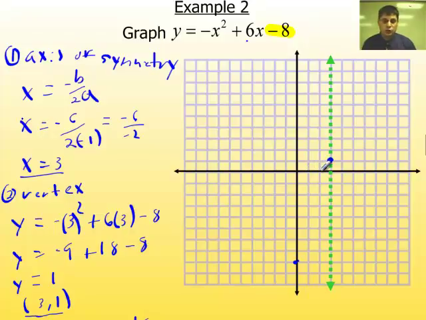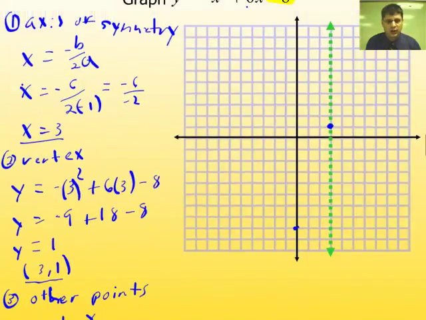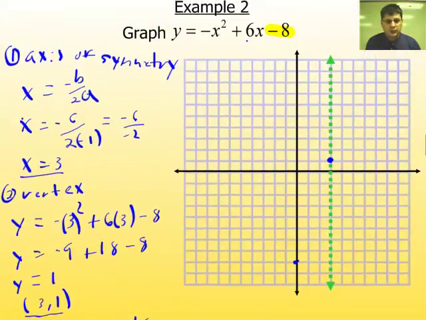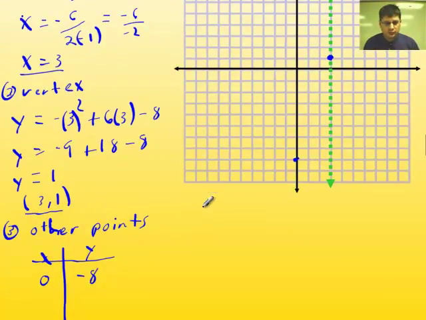Okay, so we want to pick 2 points either to the left or to the right, and it helps to pick points that are on the same side as the y-intercept. That's why I'm picking points to the left. So I'm going to go ahead and choose 1 because that'll be an easier number to work with. So let's see, -x² plus 6x. So I'll substitute in 1.